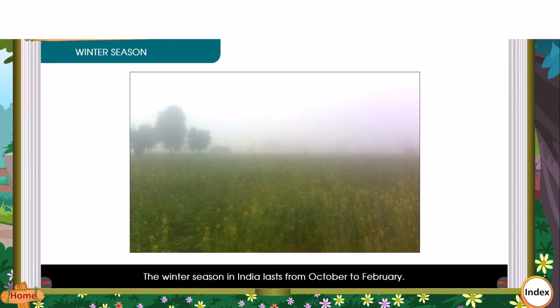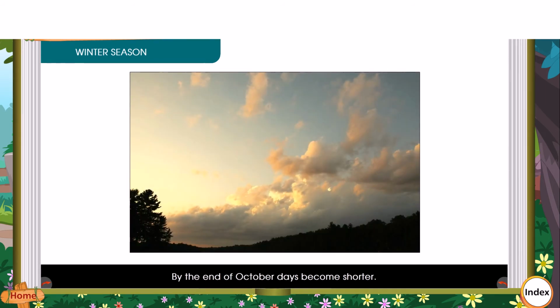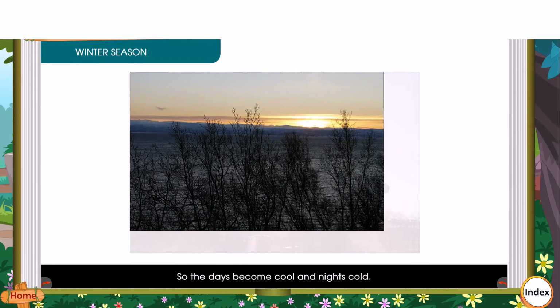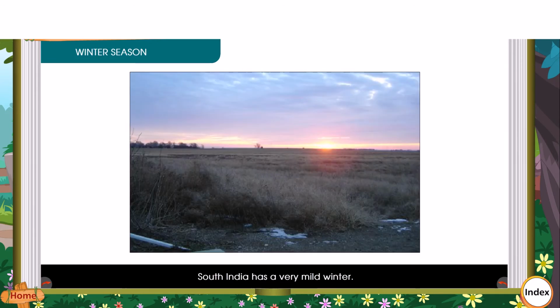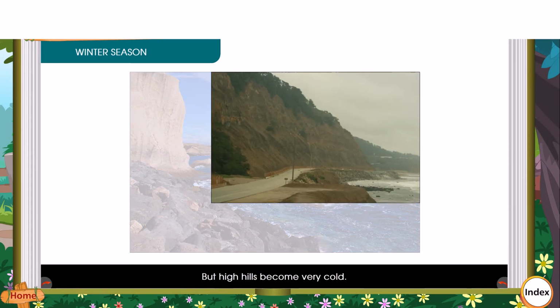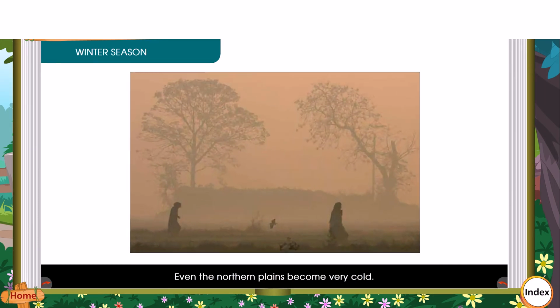Winter season. The winter season in India lasts from October to February. By the end of October, days become shorter. The sun is far from overhead at noon. So the days become cool and nights cold. South India has a very mild winter. The season is pleasant in coastal areas. But high hills become very cold. Even the northern plains become very cold.